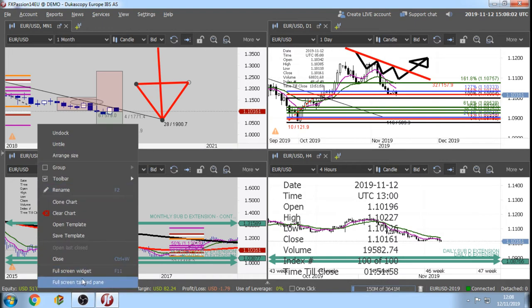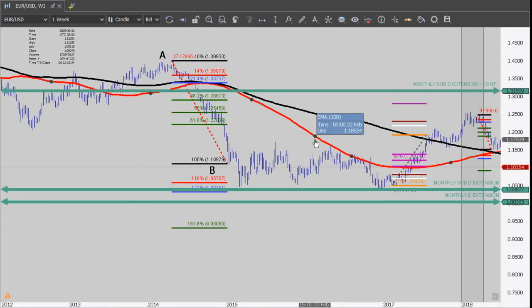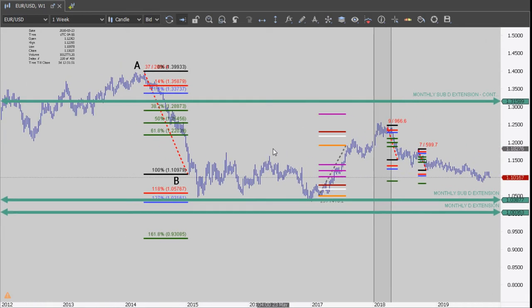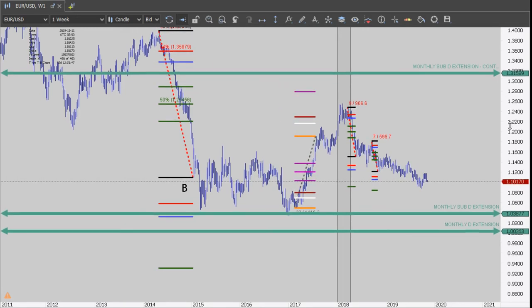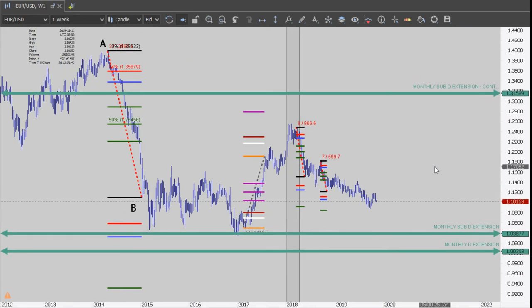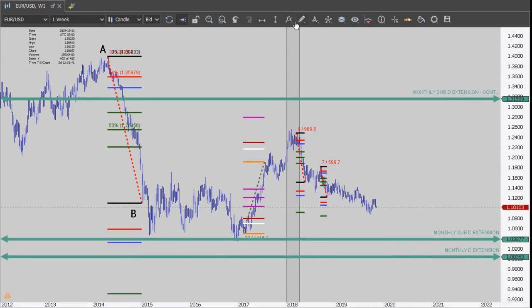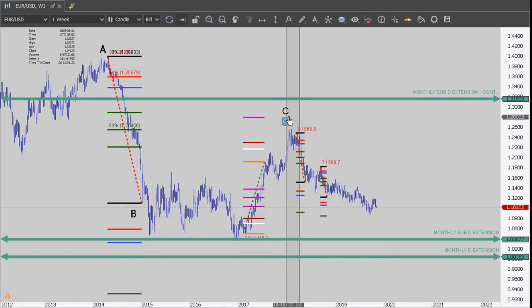So, EUR/USD weekly chart. Let's delete the indicators. As you can see, everybody, we have a down Fibonacci, the original one, and similarly to the monthly chart, we have the contrarian one. And interestingly, we don't have a confirmed C. So this is the C up in here. We don't have a confirmed C.